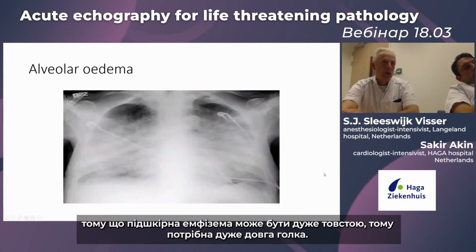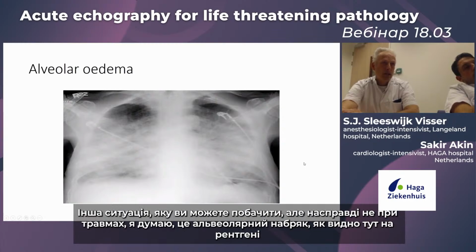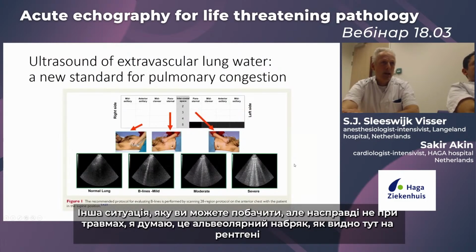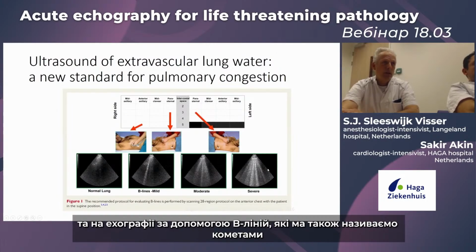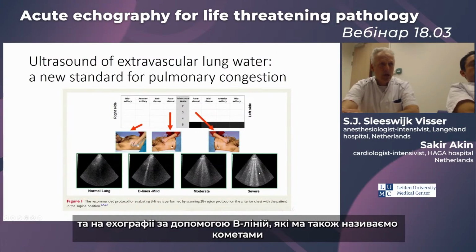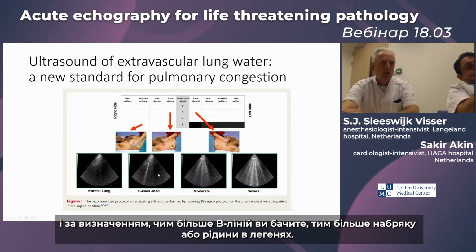The other condition you might see, but not really in traumas, I think, is alveolar edema, as seen here on the X-ray. And on the echo, we can see this with B waves, as you can see here. We also call them comets, and per definition, the more B waves you see, the more edema or fluid there is in the lungs.